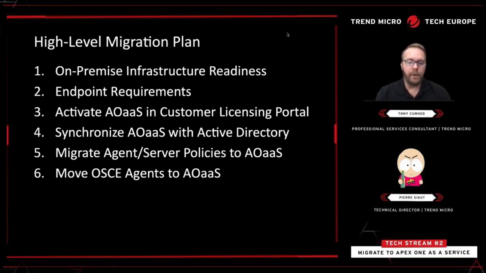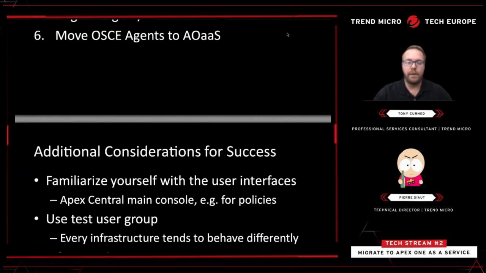And after that, we will check how to migrate legacy OfficeScan agent or server policies to Apex One as a service. And then finally, we will test with a couple of clients to move those to the Apex One as a service platform. So that's about it. Let's check on the first step.